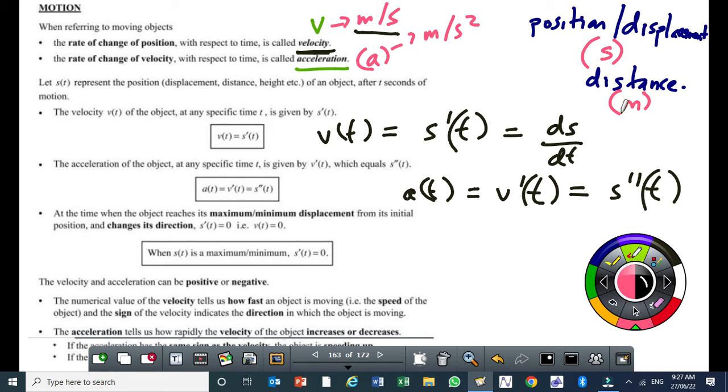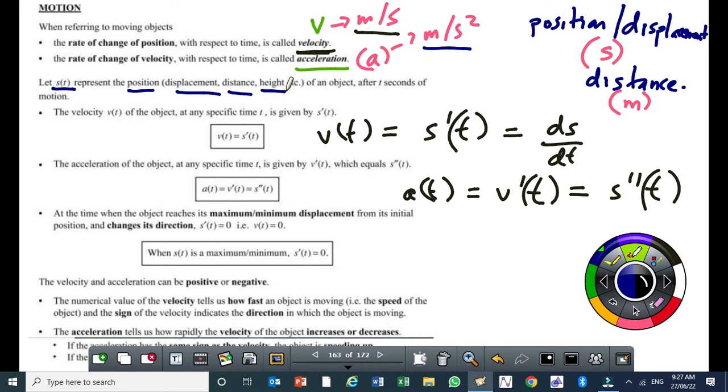Right? So acceleration is the rate of change of velocity. And the unit for acceleration is meters per second squared. Alright? Now, generally, you'll be given what's called a displacement function, s(t). Okay, remember I said position refers to displacement, distance. You can also represent height of an object. It's the same. So position, displacement, distance, height, they are the same.